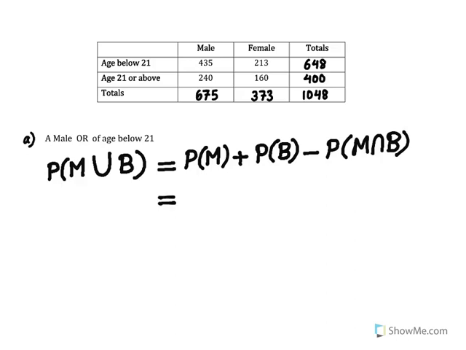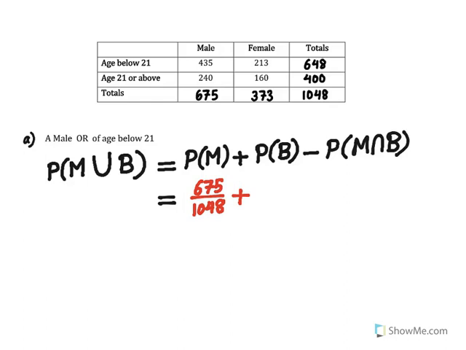Probability of male now. What is probability of male? You ask, how many males do we have? We have 675 males. Out of how many people? We have 1,048 people. So you would say this is 675 divided by 1,048 plus, sorry, let's see the second one, plus probability of age below 21.